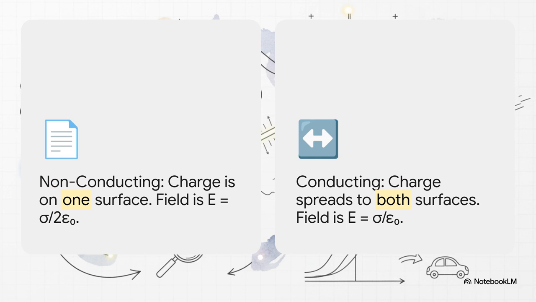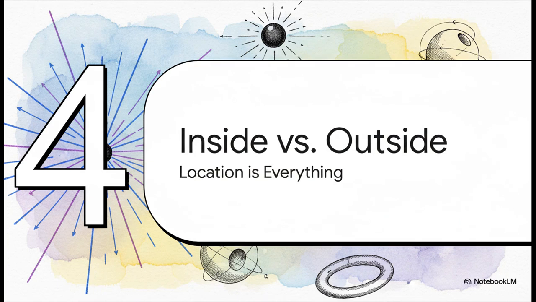And what does that do? It literally doubles the strength of the electric field coming off of it. It's a small detail, but it makes a huge difference. Okay, this brings us to a really fascinating, kind of mind-bending idea. When it comes to electric fields, your location is everything. The rules can be completely different depending on whether you're inside a charged object or outside of it.